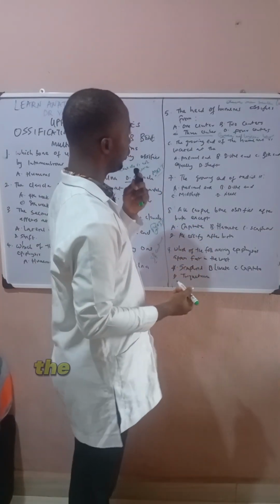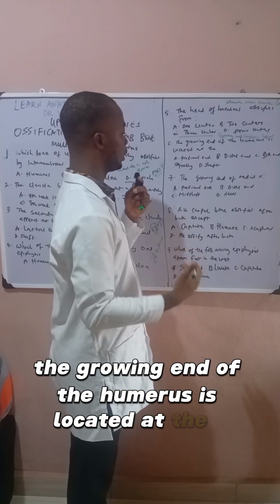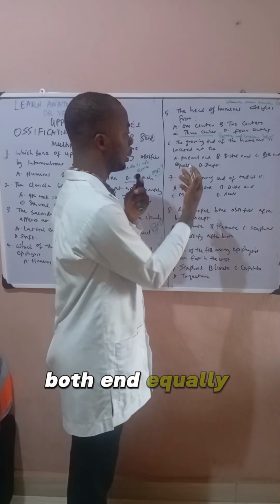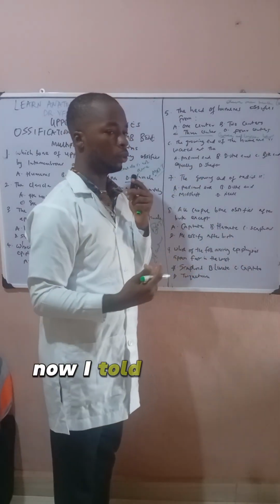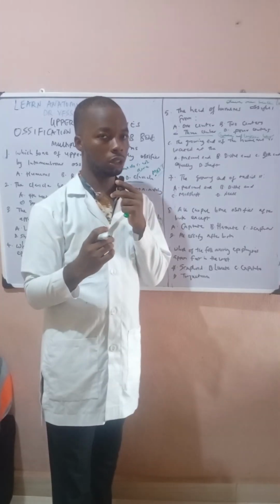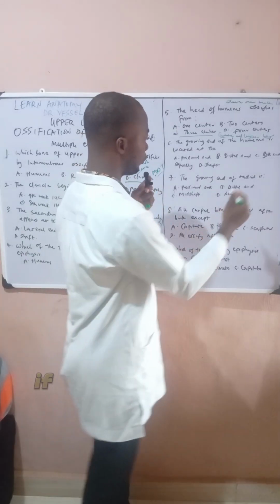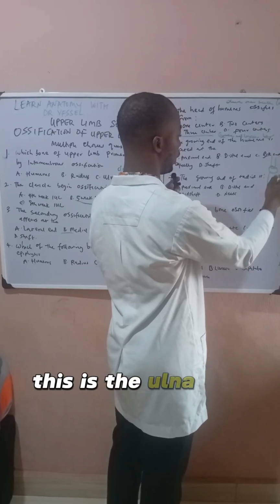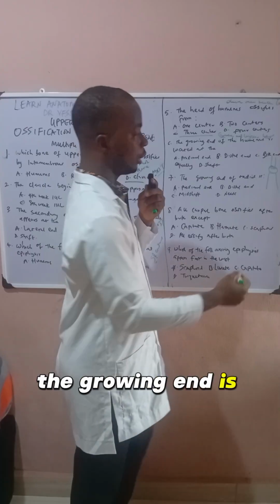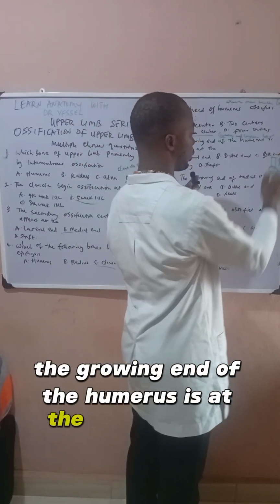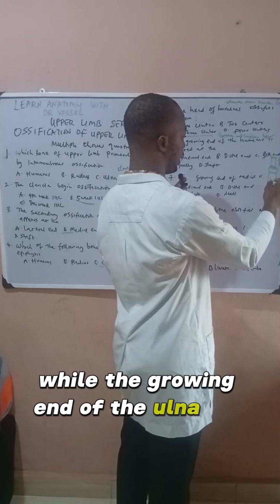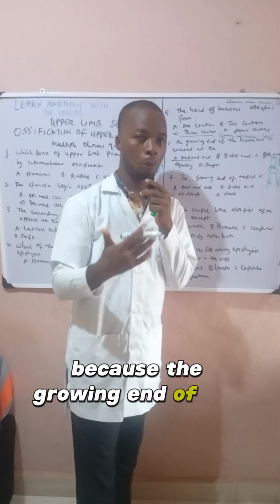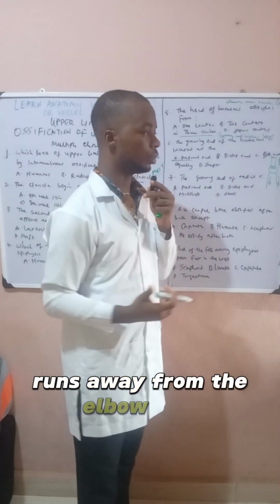That is the mnemonic we use to remember the ossification centers at the lower end of the humerus. Now the next question is, the growing end of the humerus is located at the A. Proximal end, B. Distal end, C. Both ends equally, D. Chaff. Now I told you that the growing end of the upper limb is away from the elbow joint. If this is the elbow joint, this is the humerus, and this is the ulna and the radius, the growing end is away. So the growing end of the humerus is at the proximal end, while the growing end of the ulna and radius is at the distal end. So the answer to the question is the proximal end, because the growing end of the upper limb runs away from the elbow joint.